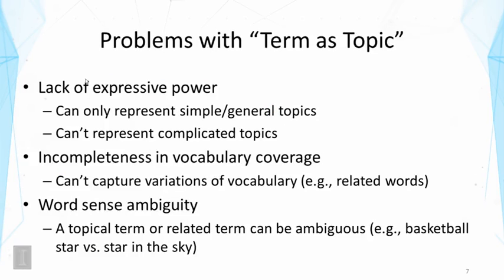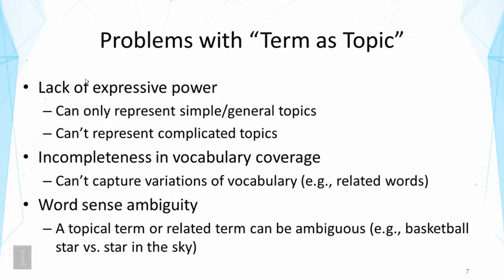So this example illustrates some general problems with this approach of treating a term as a topic. First, it lacks expressive power, meaning that it can only represent simple general topics, but it cannot represent complicated topics that might require more words to describe. Second, it's incomplete in vocabulary coverage, meaning that the topic itself is only represented as one term. It does not suggest what other terms are related to the topic. Even if we are talking about sports, there are many terms that are related. So it does not allow us to easily count related terms toward the coverage of this topic.